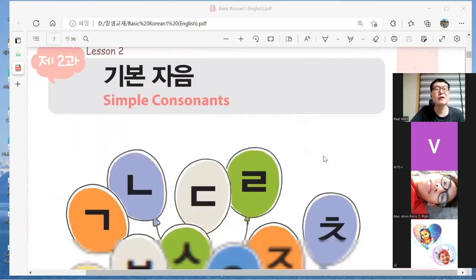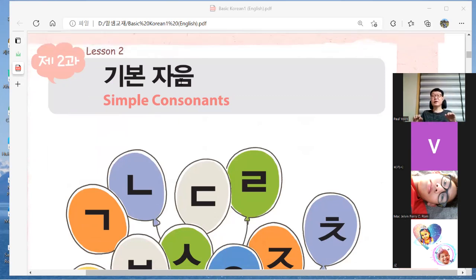And how about consonants? Jaeum. There are 14 basic simple consonants. It's not important to know their English names.